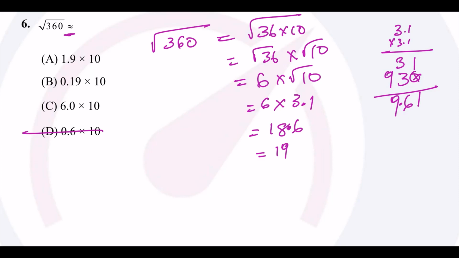Now this is not 19, and 0.19 multiplied by 10 will give us 1.9, which is not 19. And 1.9 times 10 gives us 19. So our answer is going to be A.